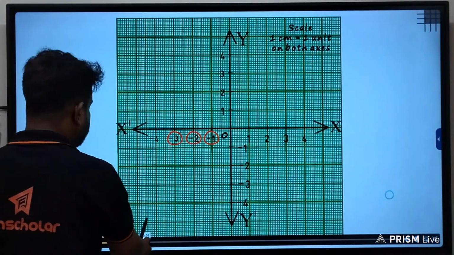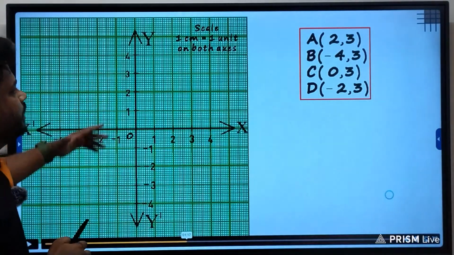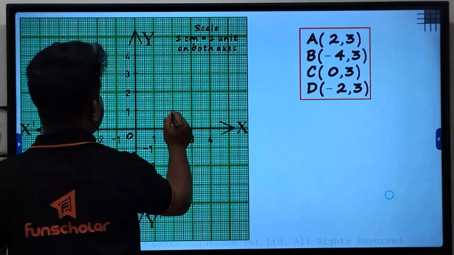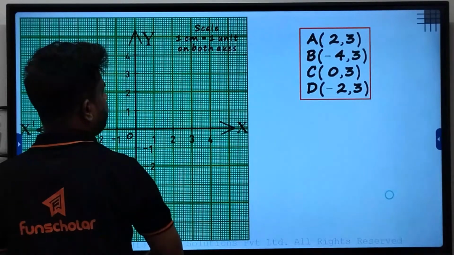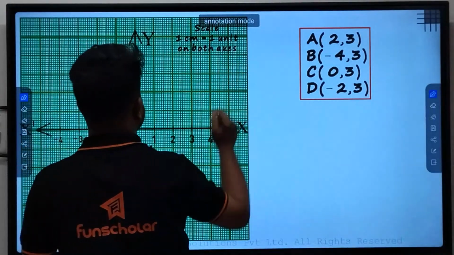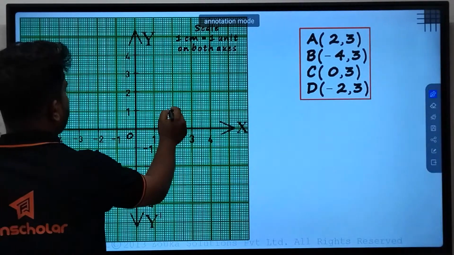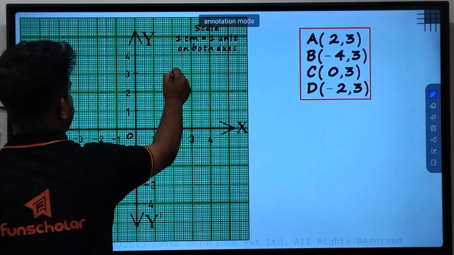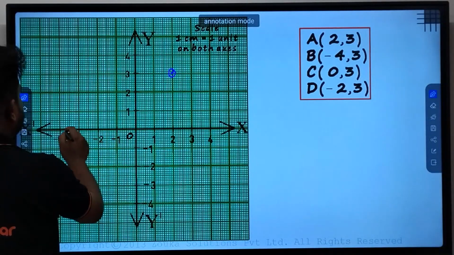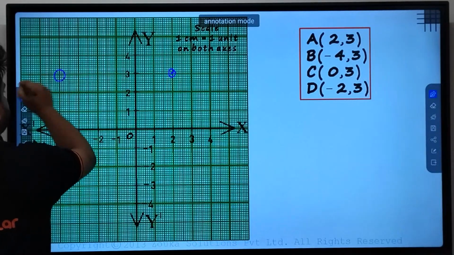Okay, after plotting the points, if we join them, A is (2, 3), so it will represent this point here. Counting 1, 2 and then 1, 2, 3, it will be this one. B will represent (-4, 3), and it will be this point.